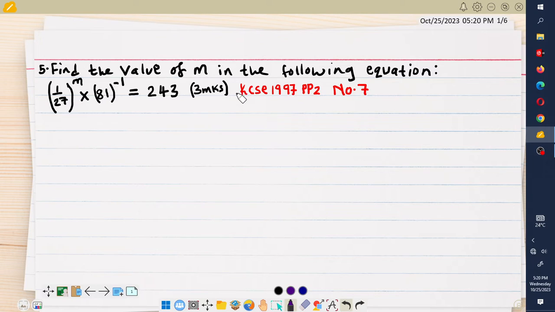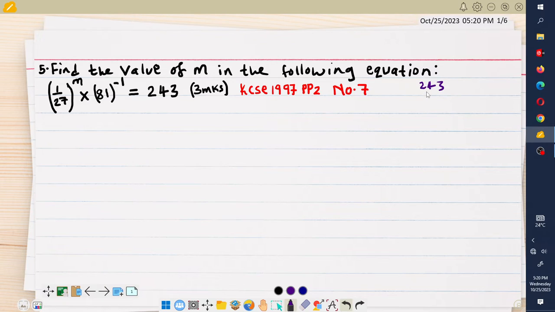2, question number 7. It reads, find the value of m in the following equation. 1 over 27 power m multiplied by 81 power negative 1 is equal to 243. The question is worth 3 marks. If you look at the numbers given, 27, 81 and 243, these numbers can be expressed to a base of 3. Therefore, I'll start by looking at the factors of 243.